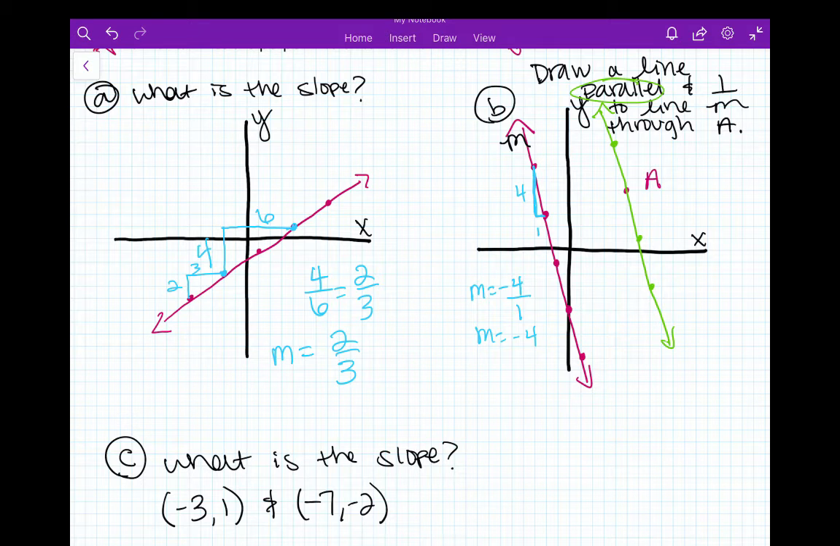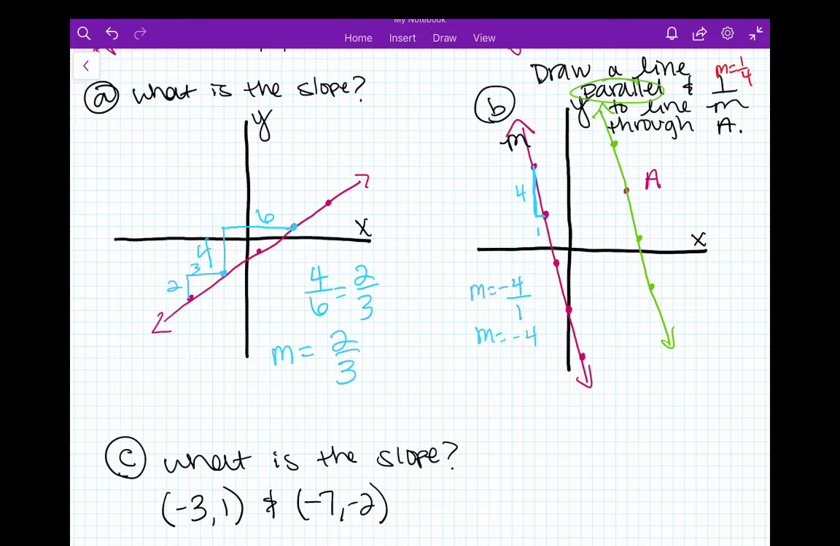Now I want to draw a line perpendicular. Well, what is the perpendicular slope to negative 4? Negative 4 times what is going to be negative 1? In other words, what's the opposite reciprocal? Well, it's going to be 1 over 4, and it's going to be positive. So the slope of my perpendicular line is going to be positive 1/4, and that is through point A.